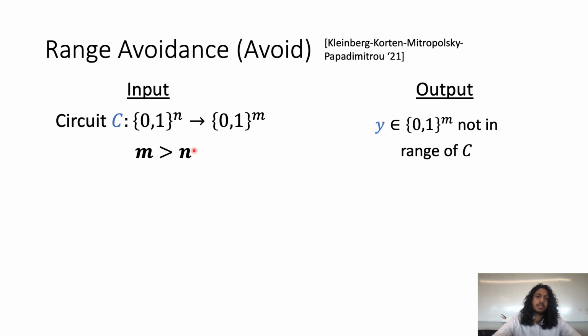And just to be clear, this is a total function problem because there always exists such a string. In fact, there are many such strings. In the setting where, say, m is equal to n squared, all but an exponentially small fraction of strings are going to be outside the range of the circuit C.